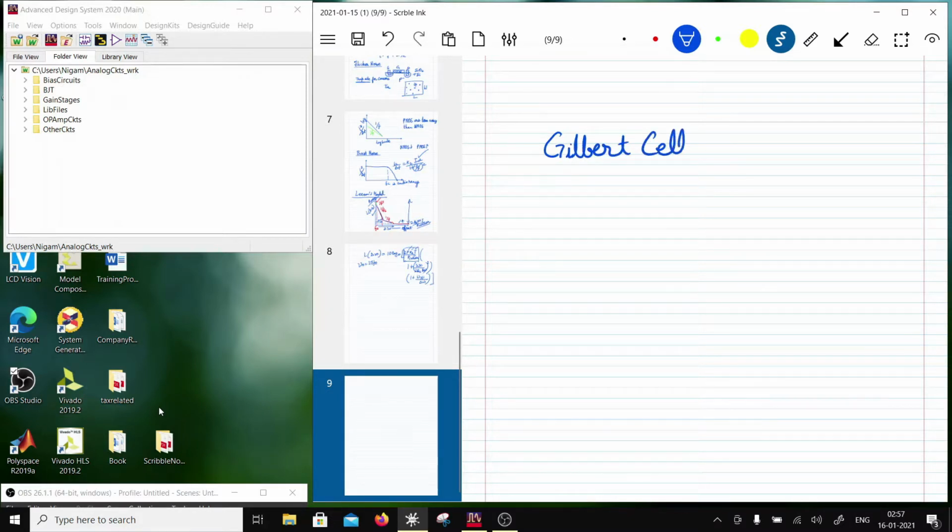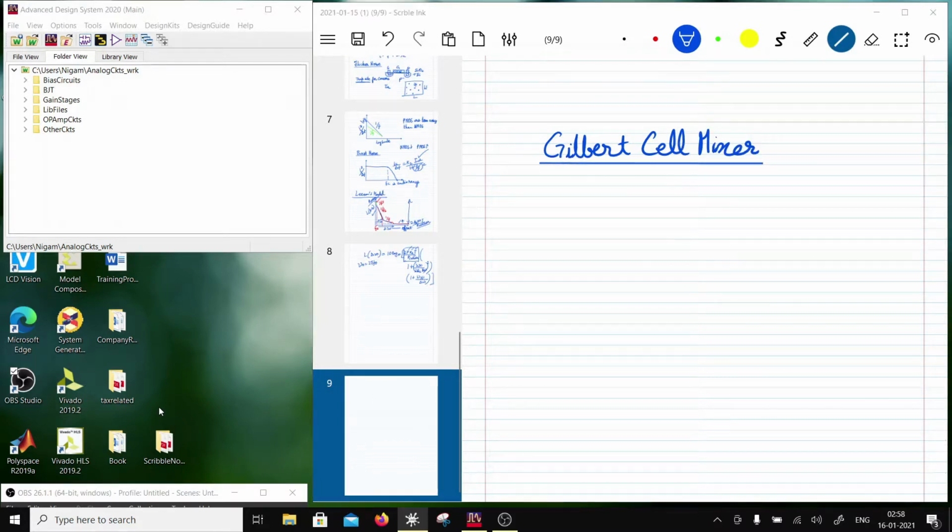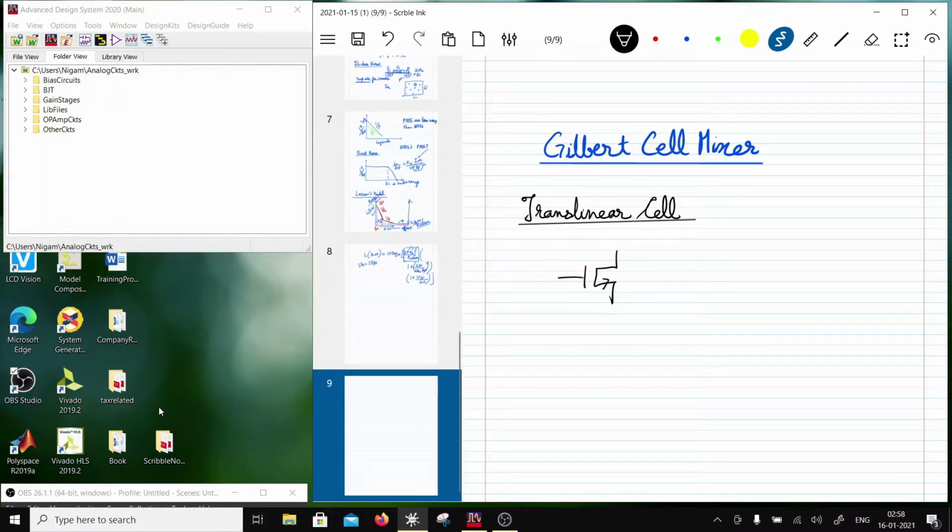Gilbert cell mixer. Okay, so the basic unit of a Gilbert cell mixer is something called a translinear cell. Let me just write it down. It's a translinear cell. So what's a translinear cell? A translinear cell is nothing but two transistors which are connected like a differential pair, right? And then you are pulling certain current out of it called I tail.